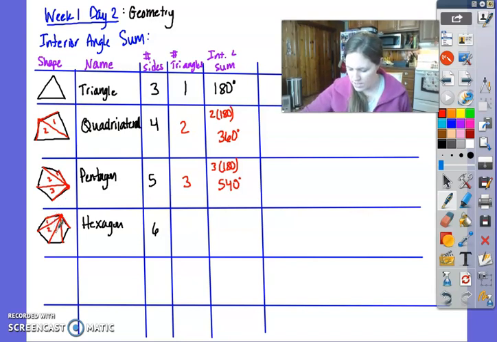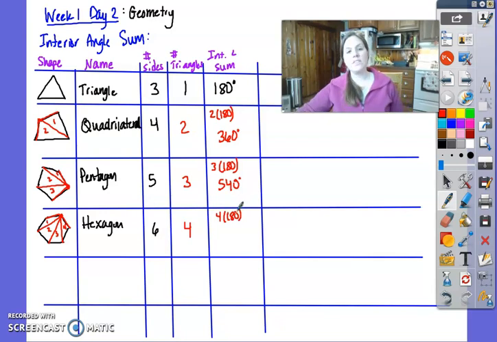So this time I have 1, 2, 3, 4 triangles. 6 sides has 4 triangles. And then 180 degrees inside each of those triangles. So 4 times 180 leaves me with that 720. Now, I could try to draw a 7-sided shape, but an 8-sided shape I think I could do, but they're not going to be grand.